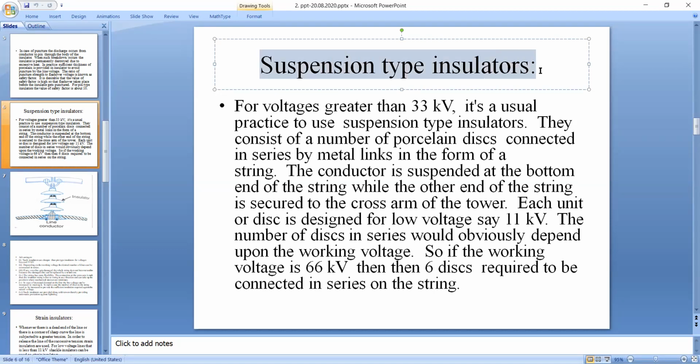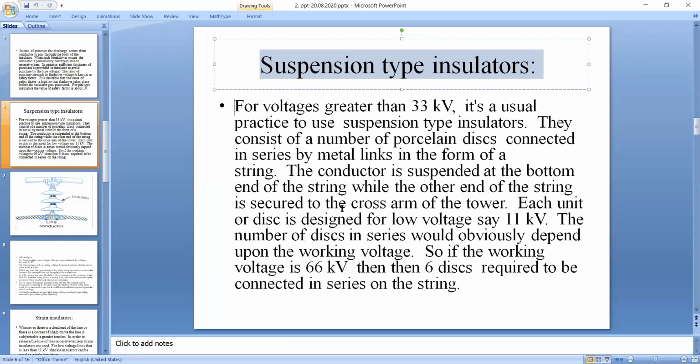Let me highlight it. Suspension type insulators. Just go through this. What does it say? I want you guys to go through it. I hope you've gone through it.